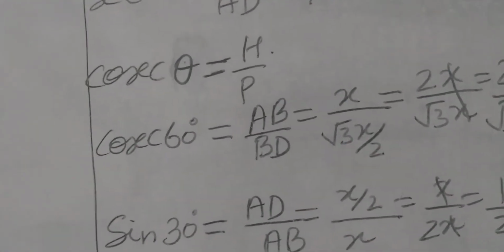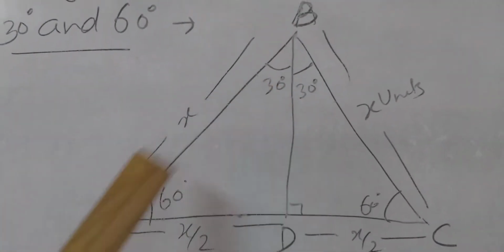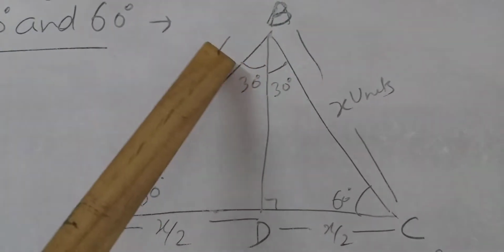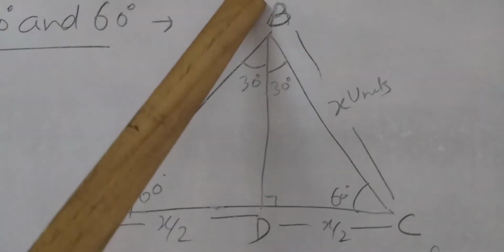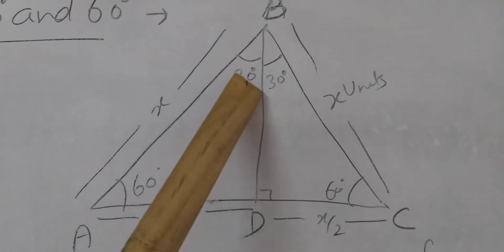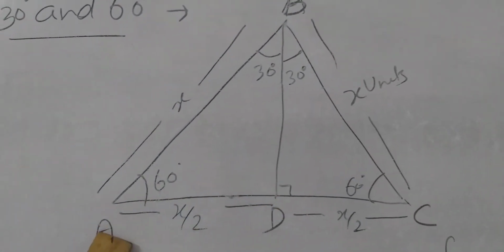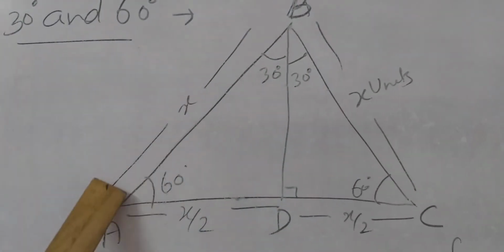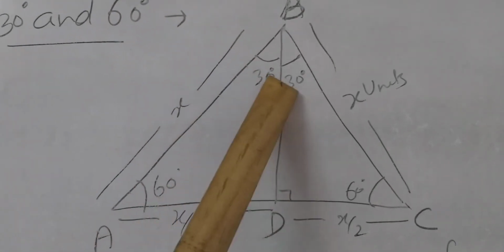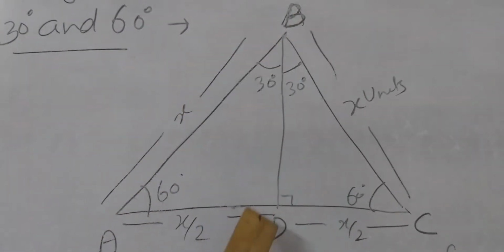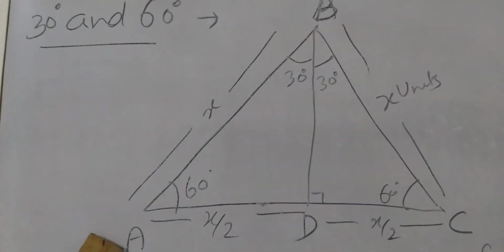Now students, we can also find the values for 30 degree. In the same triangle, we are going to take this angle. It means BD will be the base. Remember students, for this angle, BD becomes the base and AD is the perpendicular. The hypotenuse remains the same, the hypotenuse never changes. So for the angle 30 degree, BD is base, AD is perpendicular and AB is hypotenuse.